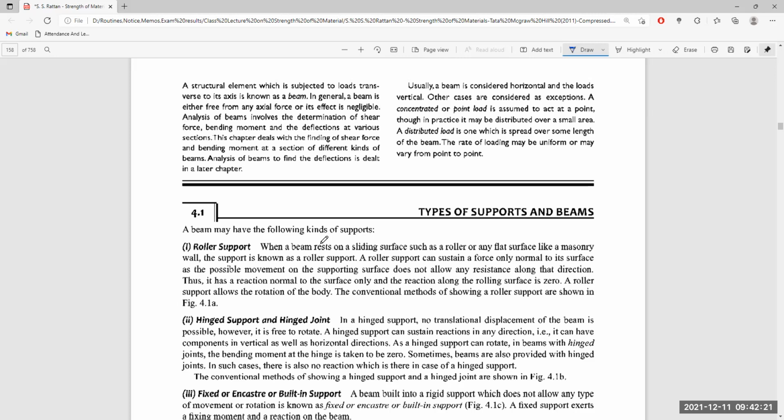A concentrated or point load is assumed to act at a point, though in practice it is distributed over a small area. A distributed load is one which is spread over some length of the beam. The rate of loading may be uniform or may vary from point to point.